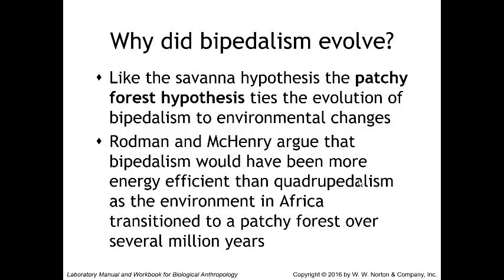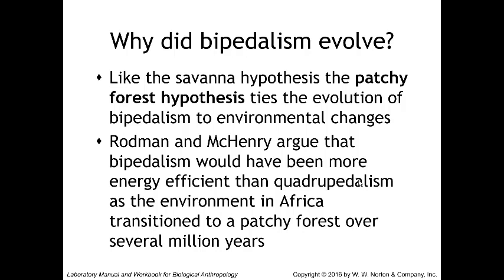Like the savanna hypothesis, we have the patchy forest hypothesis. It ties the evolution of bipedalism to environmental changes. This theory was put forward by Peter Rodman and Henry McHenry. Rodman and McHenry argue that bipedalism would have been more energy efficient than quadrupedalism as the environment in Africa transitioned to a patchy forest over several million years. So from the end of the Miocene to the Pliocene is what we're talking about. And so today, bipedal humans are more energy efficient in these types of environments than our quadrupedal chimps. But it's unclear if the first bipeds would have had the same efficiency benefits that we do.